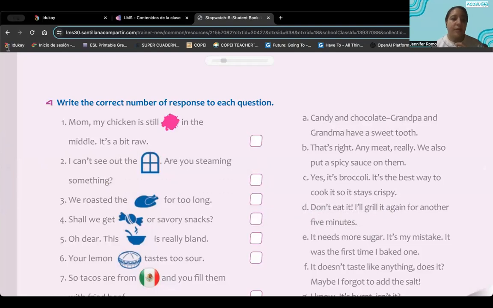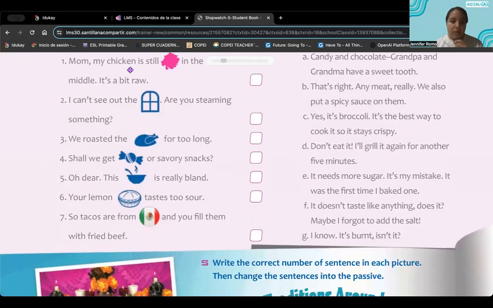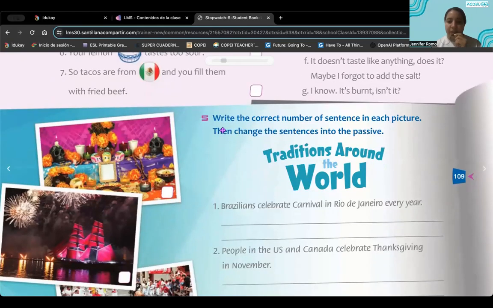Perfect. Now, we're going on to the next activity. Activity number 5 says, write the correct number of sentences in each picture. Then change the sentences into the passive. Escribe la forma correcta.